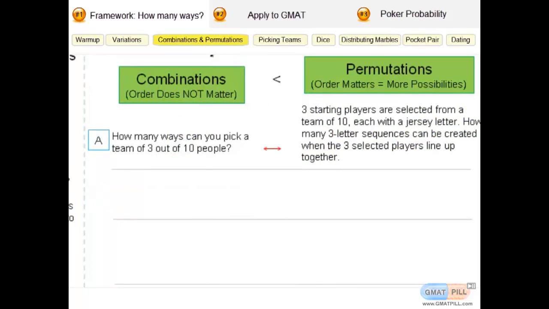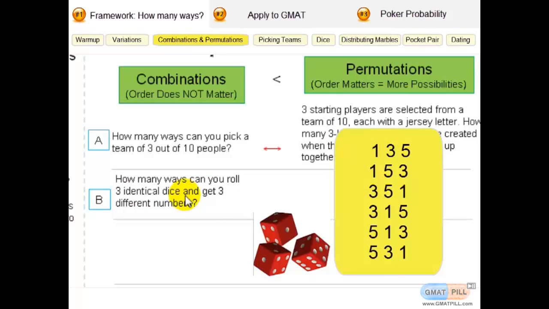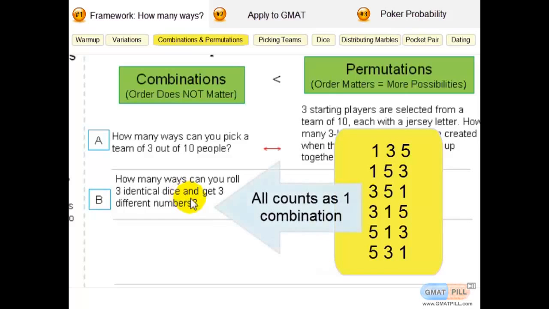What's another example? Example B, how many ways can you roll 3 identical dice and get 3 different numbers? Because you have identical dice, it doesn't matter if this particular dice has a 5 and that one has a 3 and another one has a 1. You still have that combination of 5, 3, 1. Whether it's 1, 3, 5, 5, 3, 1, 1, 5, 3, it's still the same set of 3. So order does not matter.